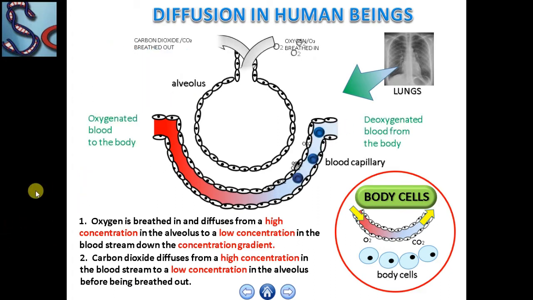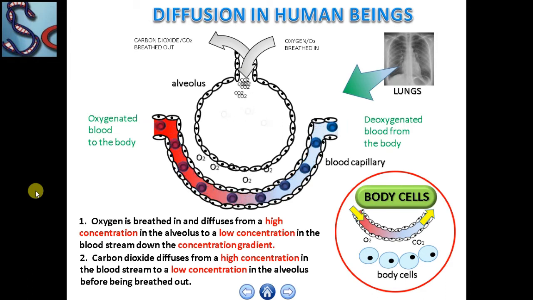In this example of gas exchange in the lungs, there is a high concentration of oxygen in the air inside the alveolus compared to the blood. The oxygen will therefore diffuse into the blood from the alveolus down the concentration gradient.